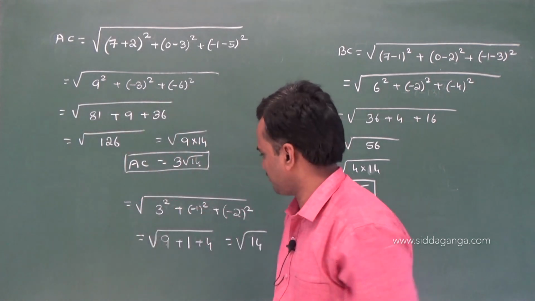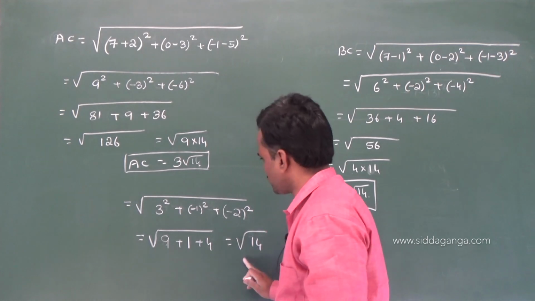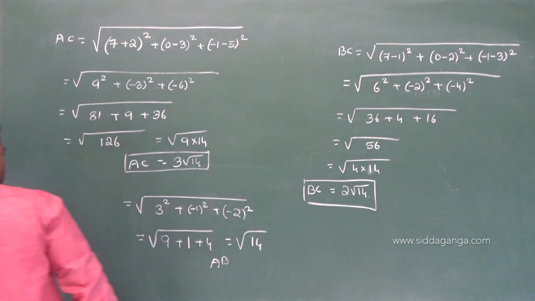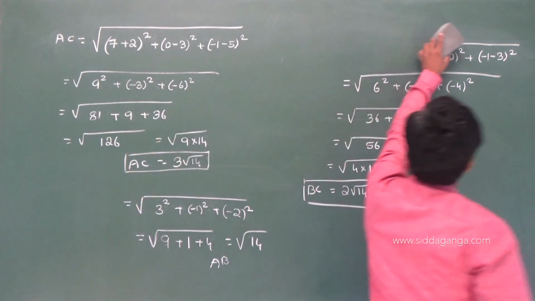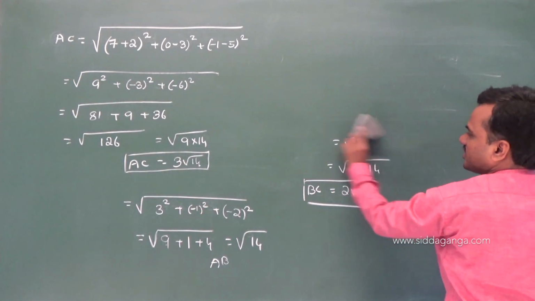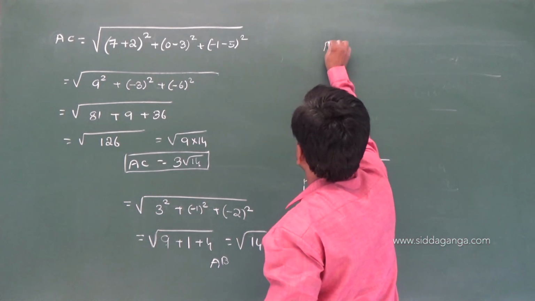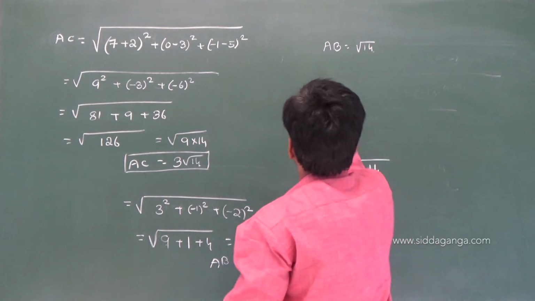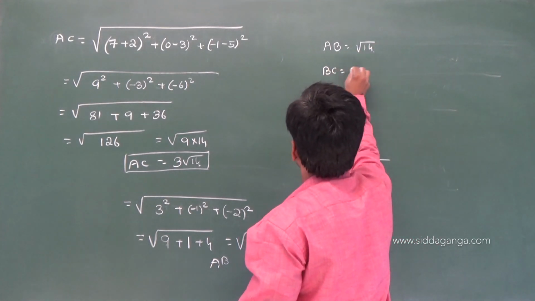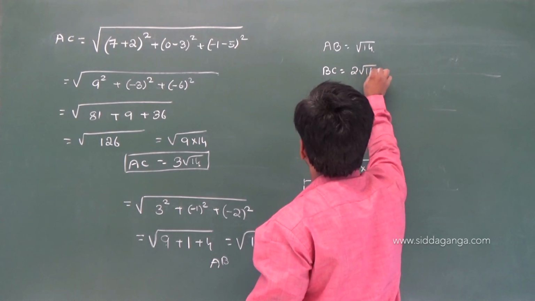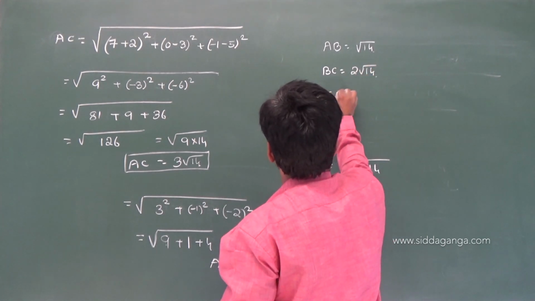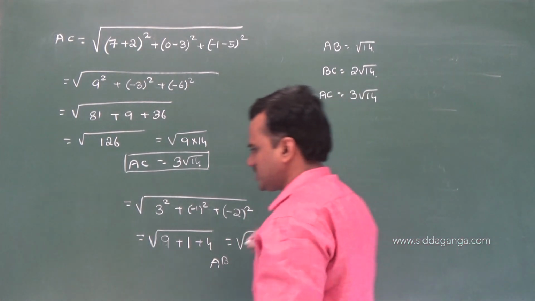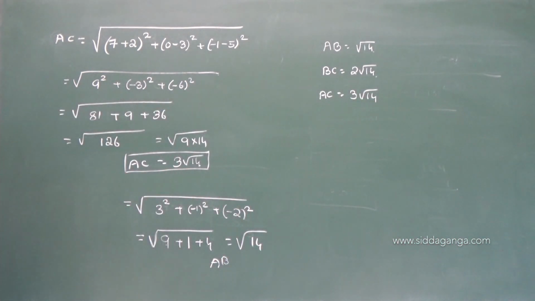Observe the problem carefully. AB is root 14. I write it once again here because the conclusion is very important. Distance from A to B is square root of 14. Distance from B to C is 2 into square root of 14. Distance from A to C is 3 into square root of 14.